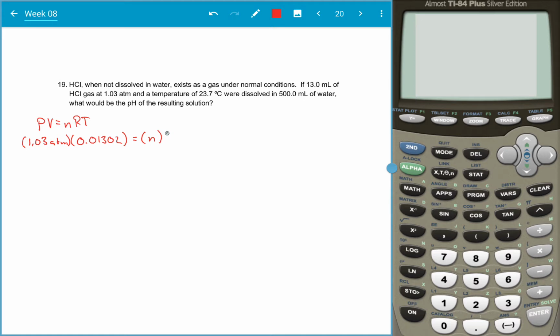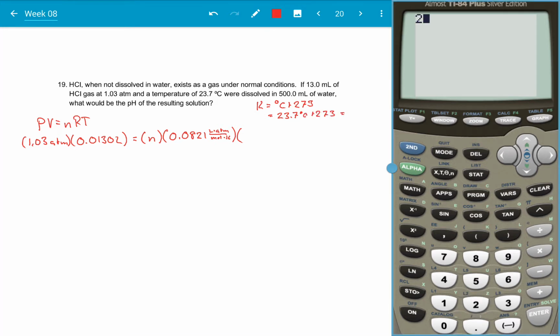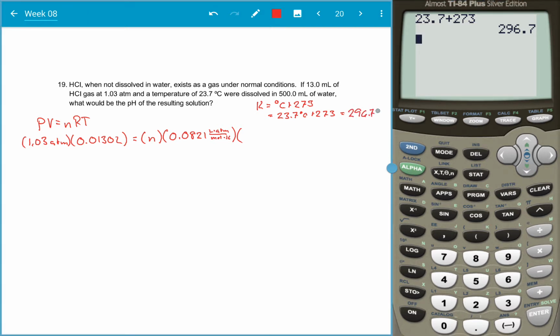We do not know the number of moles. The gas constant R is always 0.0821 liters atmospheres per mole Kelvin, and our temperature would be Kelvin equals degrees Celsius plus 273. 23.7 degrees Celsius plus 273 gives me 296.7 Kelvin.